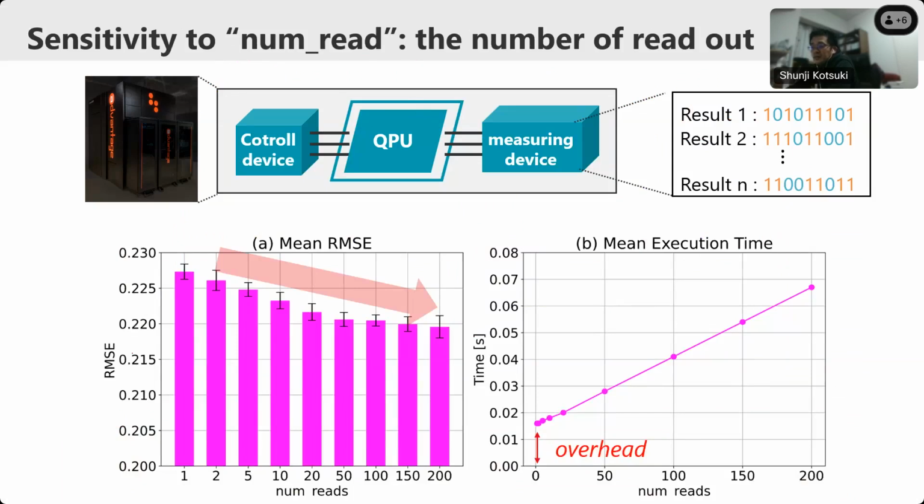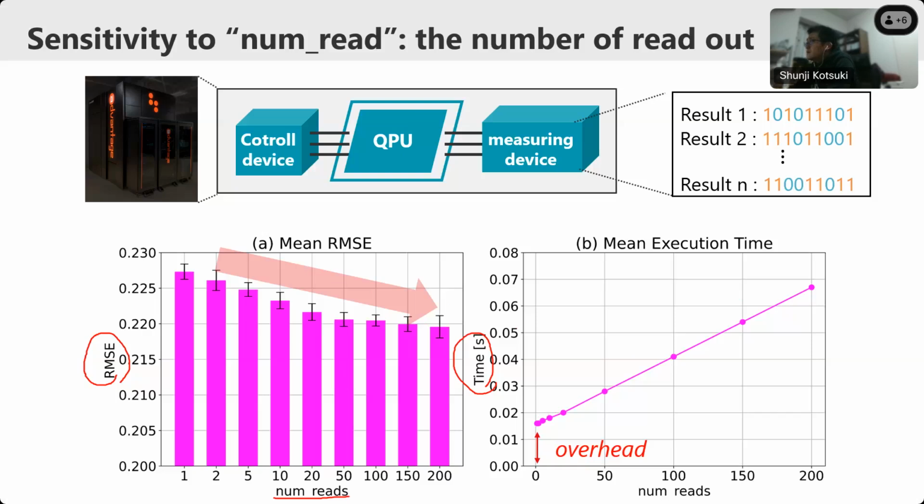Here we are comparing the root mean square error and the computational time as a function of the number of readouts. By increasing the number of readouts, we can reduce the root mean square error, because we can select the better result yielding the smaller Hamiltonian. While it increases the computation time linearly, we can stabilize the result by increasing the number of readouts.